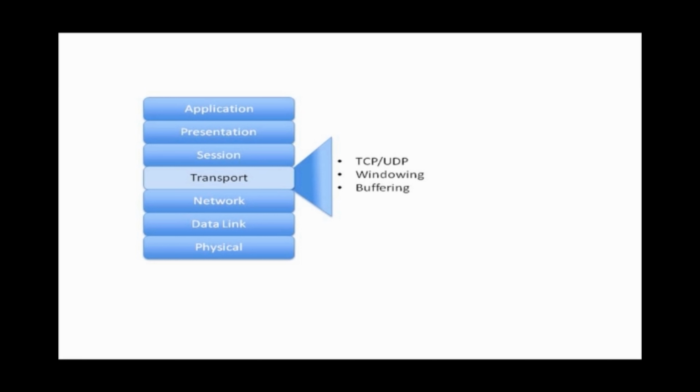UDP, however, is considered to be a connectionless protocol. Connectionless meaning that there's no acknowledgement. When I send traffic, there's no acknowledgement from the far end that it got it. It's a fire and forget type of transmission. And you might wonder, why would we want to use something that's unreliable? Why would we not prefer to use TCP? Well, let's think about the header size. Let's think about the overhead of TCP versus UDP.